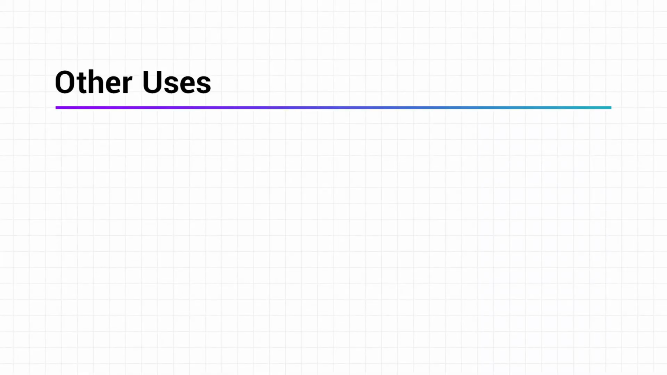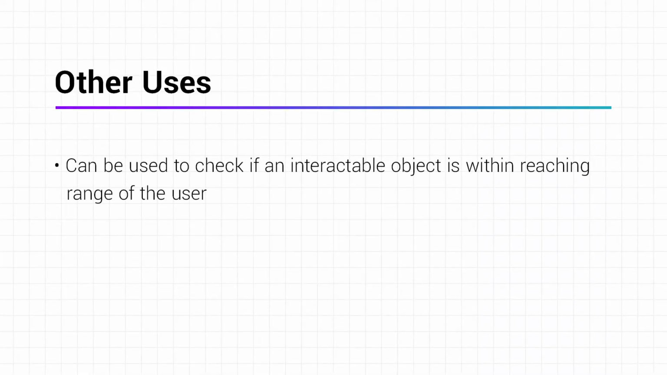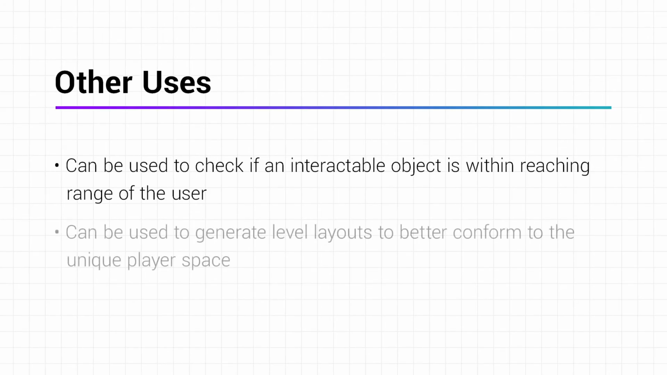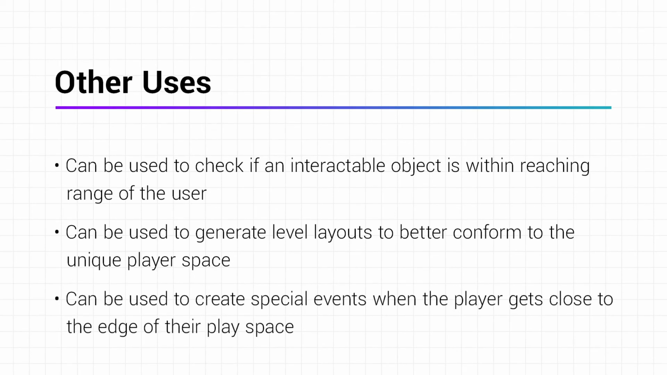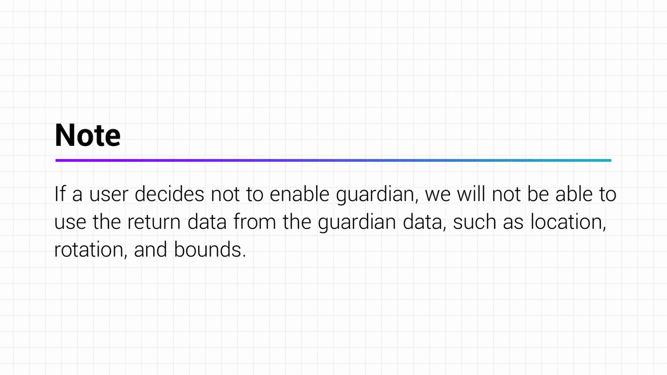Our logic is simply using this data to draw a box, but the same data can be used for other things. We can use it to check if an interactable object is within reach of the user. We can use it to generate level layouts to better conform to the unique play space. We could also use it to create special events when the player gets close to the edge of their play space. Please keep in mind that if a user decides not to enable Guardian, we will not be able to use the return data from the Guardian data, such as location, rotation, and the bounds.